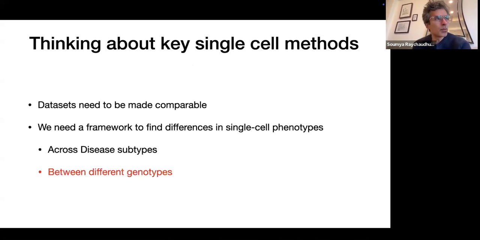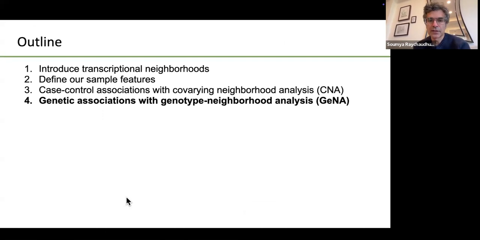That's how we think about case control, but what about genotype? Well, we can use the same framework. So how does an allele affect cell state? How would we answer that question? We would apply the same framework, or a very similar framework, to genotype. So now this is the GeNA method, thinking about genetic association with genotype neighborhood.